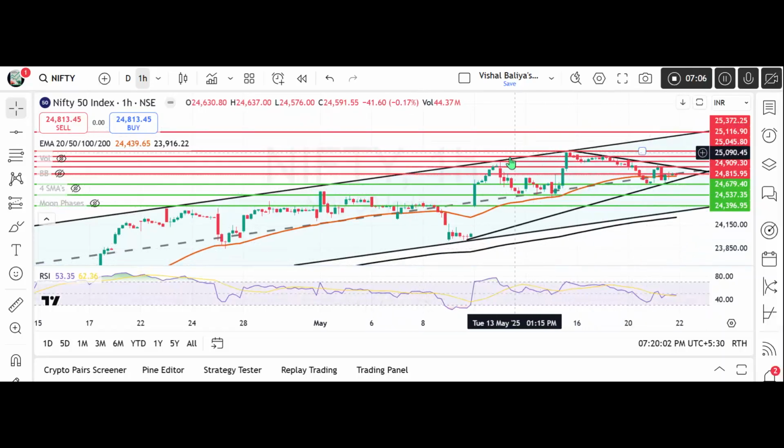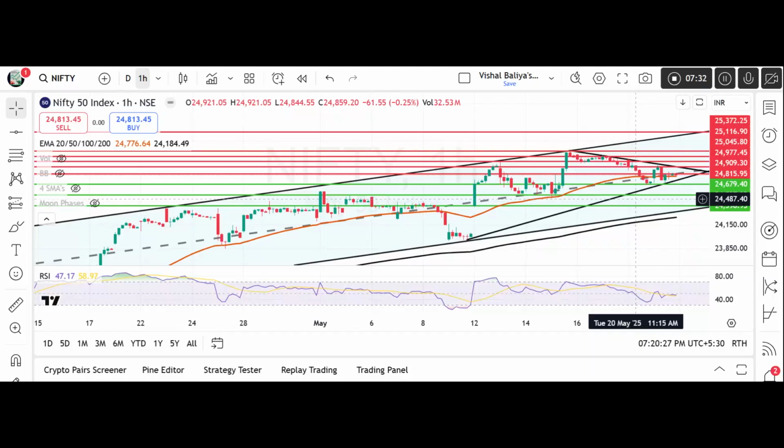This information is not given for trading. Please don't trade based on this information. This information is only for educational purpose. I'm just trying to explain how various patterns behave, how Nifty travels in a channel, how you can assume the supports and you can get the resistances.